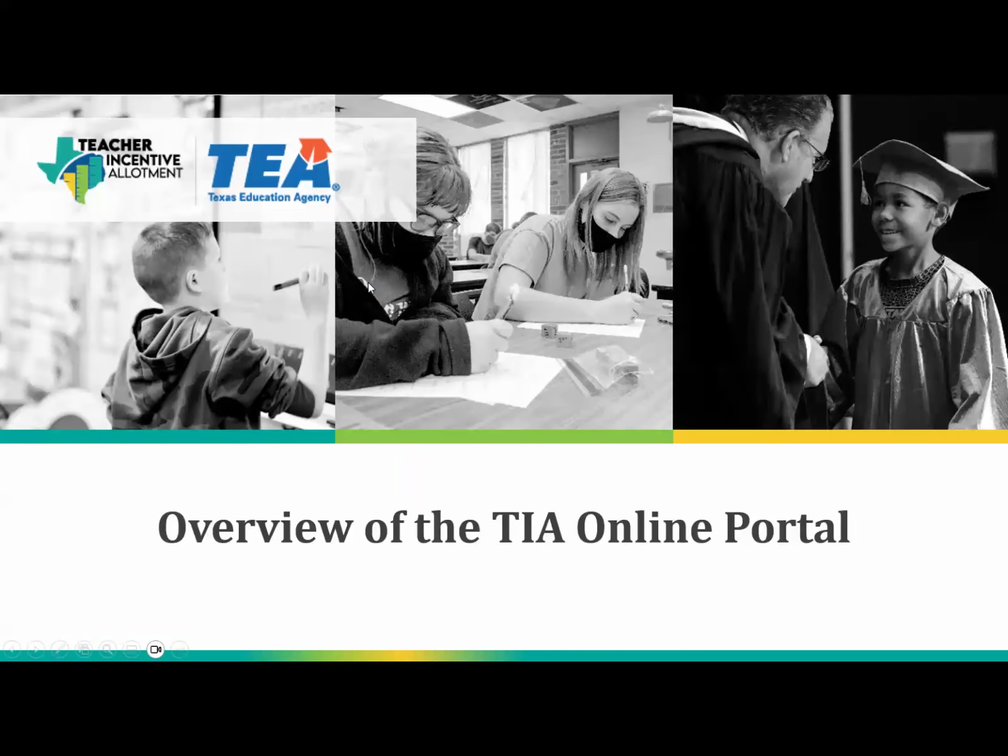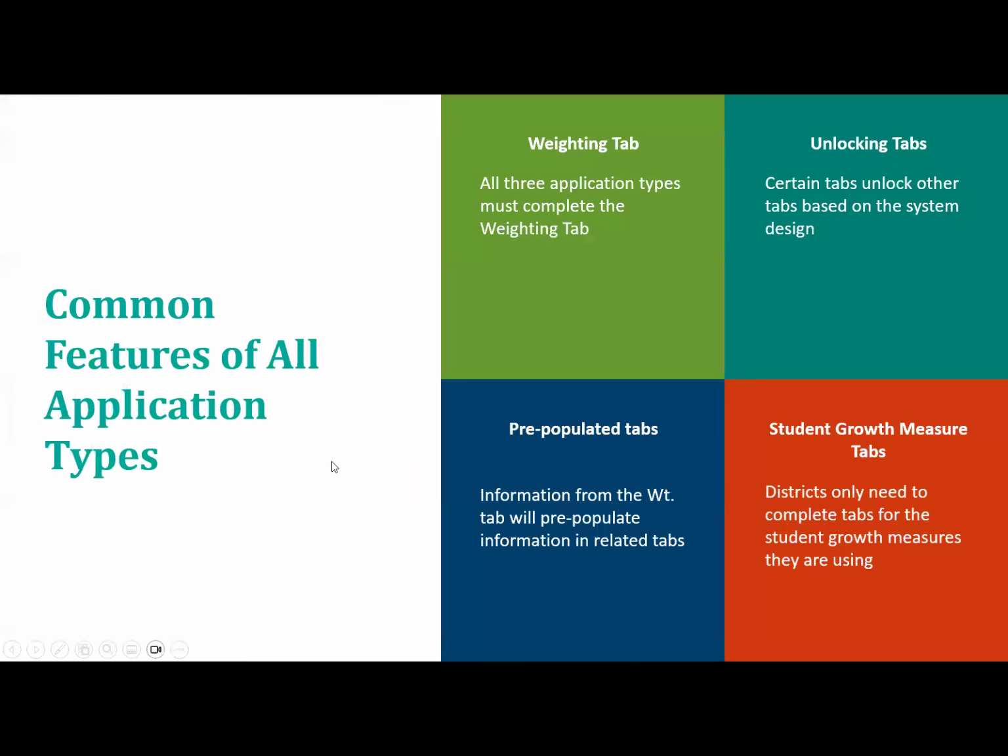So now we're doing an overview of the portal itself. First of all, the application types have some features in common. They all will have a weighting tab. The weighting tab is where you say who are the eligible teaching assignments that you want to include, what are the student growth measures that you plan to use for those respective teaching assignments, what weight do you want to put on the teacher observation part versus the student growth part, etc. So they all have a weighting tab.